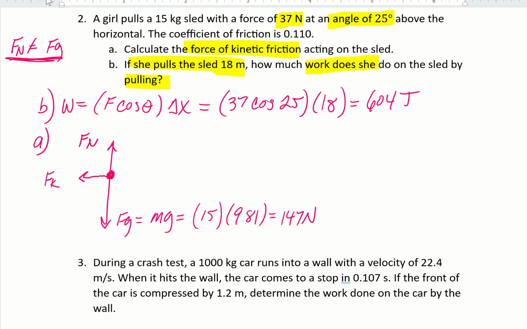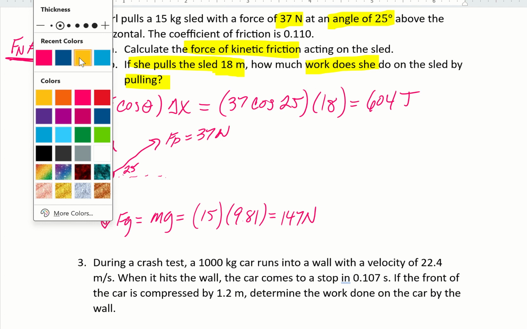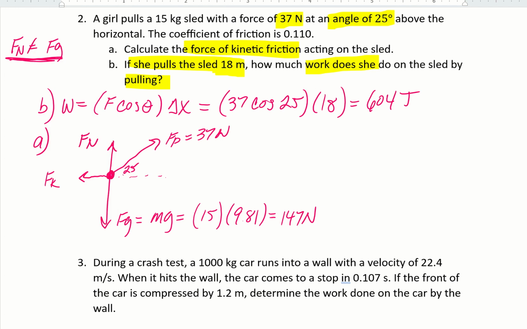Also, I'm being asked what is the force of kinetic friction, and then we're pulling, so I'll do Fp, and that's 37 newtons, and it's at an angle of 25 degrees. Okay, so this is one of those problems where you have to split the pull force into its horizontal and vertical components. So we have Fpx and Fpy.